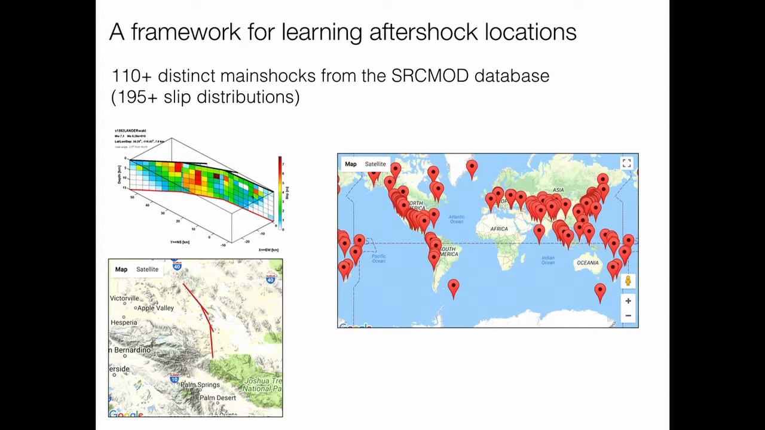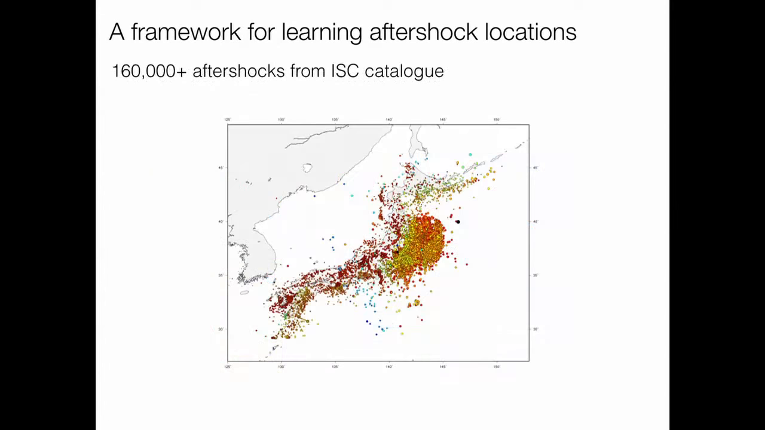For each of these slip distributions, we discretized the volume around them and then took all of the earthquakes that occurred within 100 kilometers horizontally in every direction and down to 50 kilometers depth from the ISC catalog. In total, it was over 160,000 aftershocks surrounding each of these main shocks from the SRCMOD database. And in total, I think we had about 6.6 million grid cells when all this was assembled.